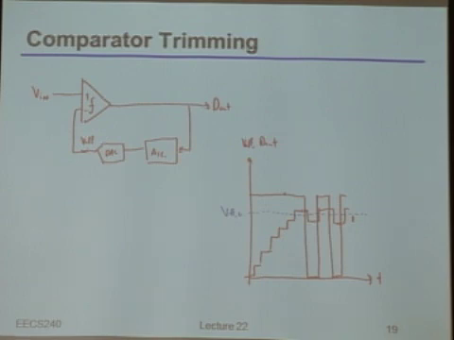Let's not worry about noise. Let's assume this is all perfect. So I just have this DAC and a perfect comparator. It's a full 1 LSB. It's not half, right? Because you could just get unlucky, right?